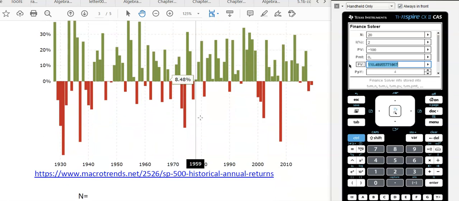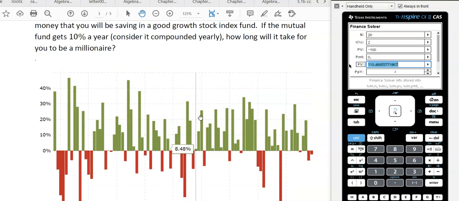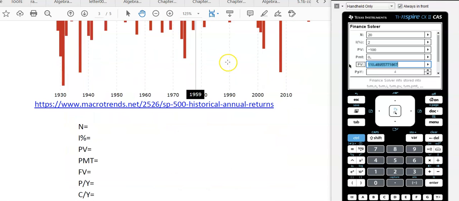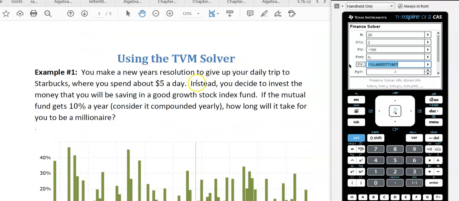Although for the last 100 years, it's averaged about 10.5%. Now understand, sometimes it goes down. There are some years it goes down. A lot of years it goes up. But on average, you can see that 10% right there. On average, it's around 10% growth. But we're going to use 9% for our calculations. So let's see how much money we would have if we invested $5 a day. Let's say the typical month is 30 days. So 30 days times $5 a day is $150 a month.